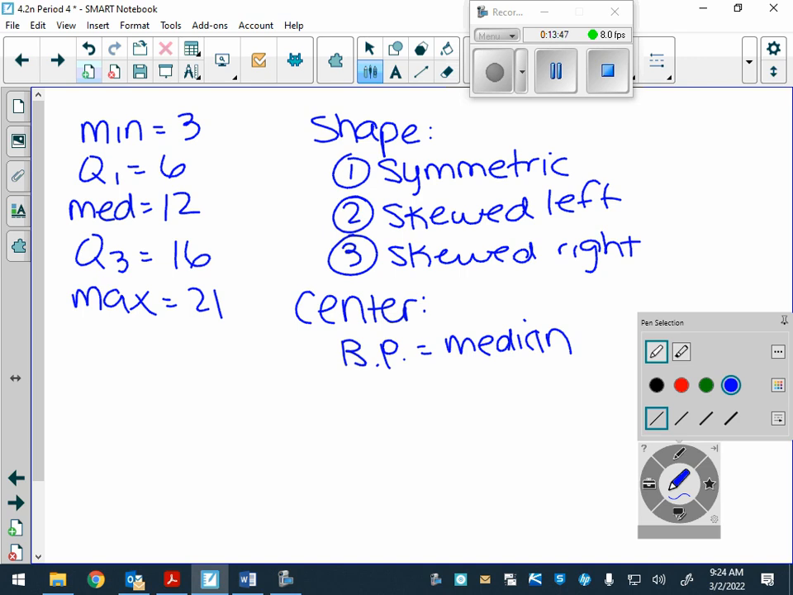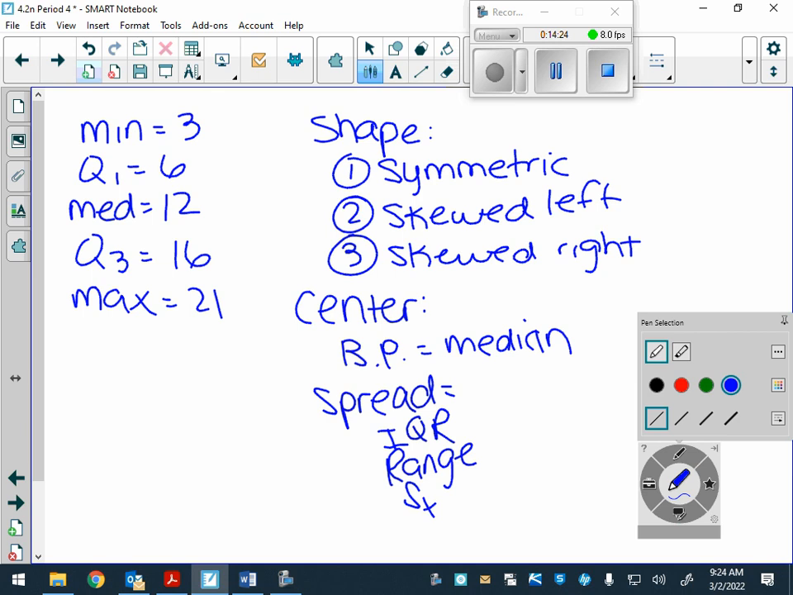Okay? And shape, center, and then spread looks at a few things. The IQR for box plots, the range, and the standard deviation. Okay, those are 3 things that describe the spread. Now, if you have a box and whisker, all right, the center is going to be the median. For the spread, you're looking at the interquartile range. You could also look at the range as well.